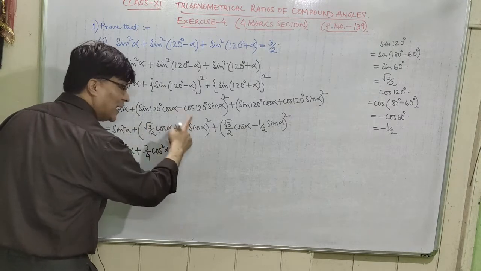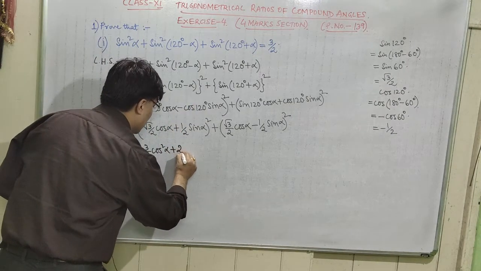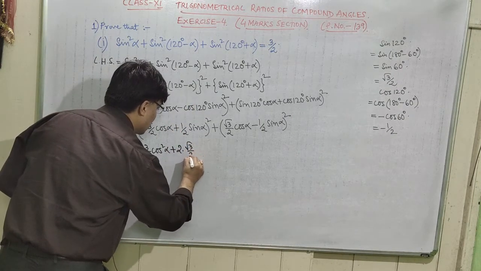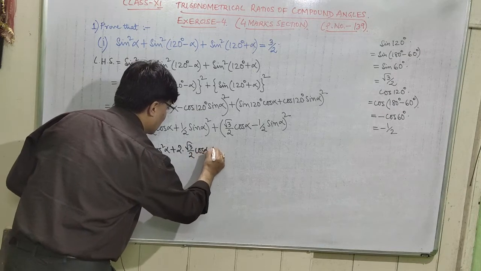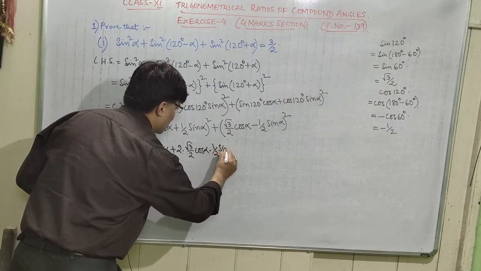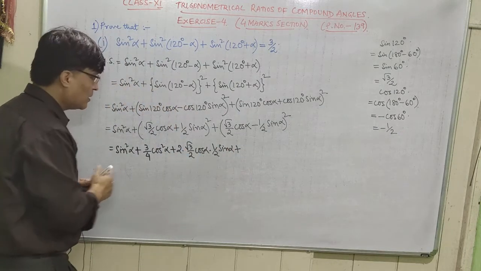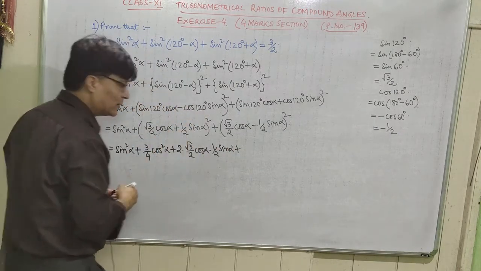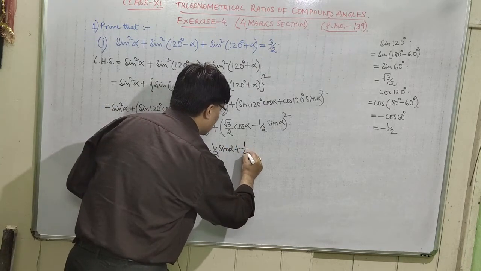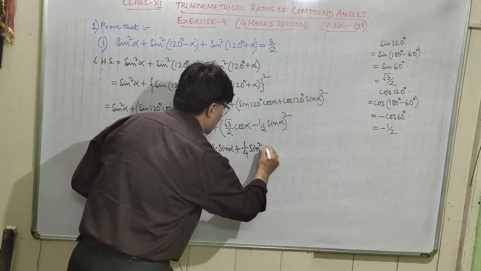plus twice ab. What is twice ab? 2 into what is a? Root 3 by 2 cos alpha into what is b? Half sine alpha. Plus, what is b whole square? That is (half sine alpha) whole square. That is your 1/4 sine square alpha.